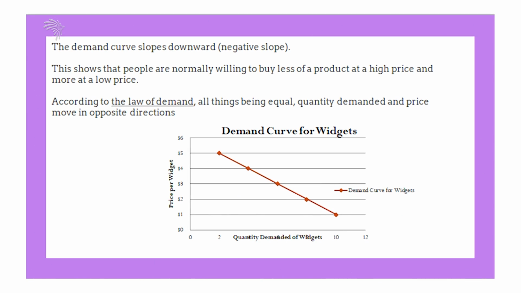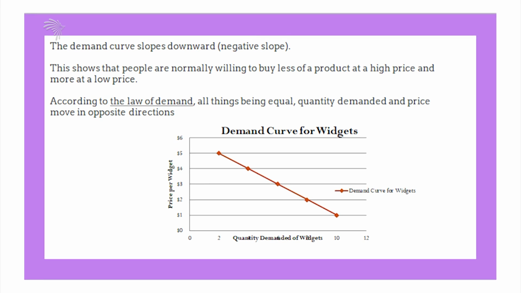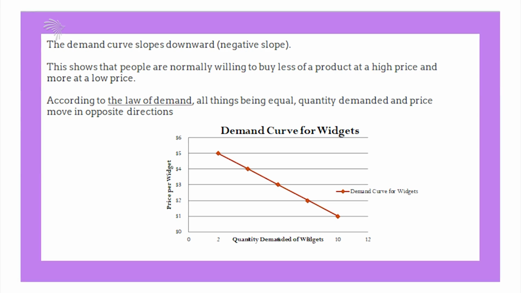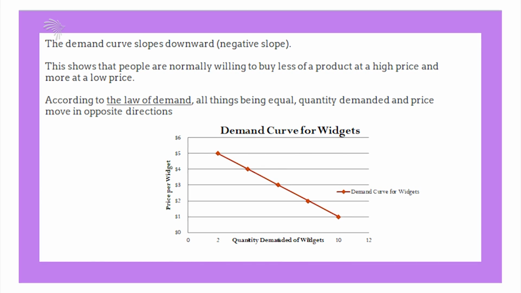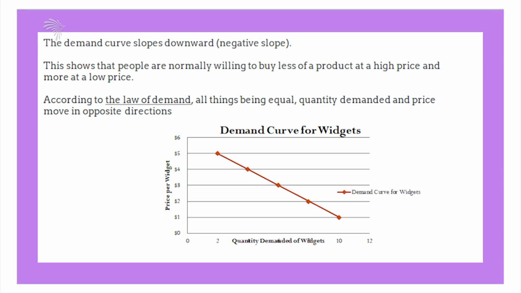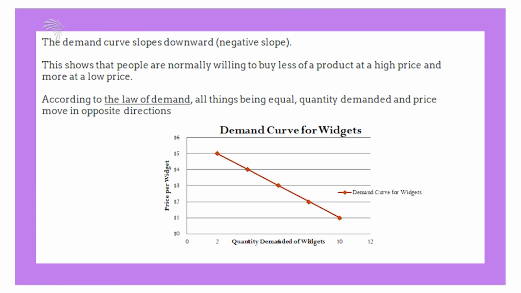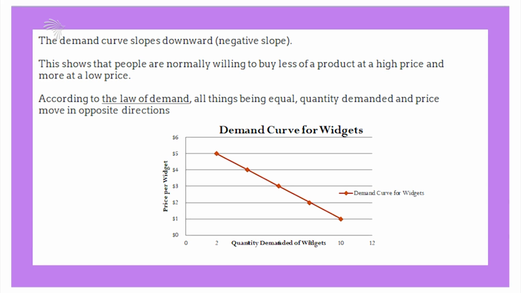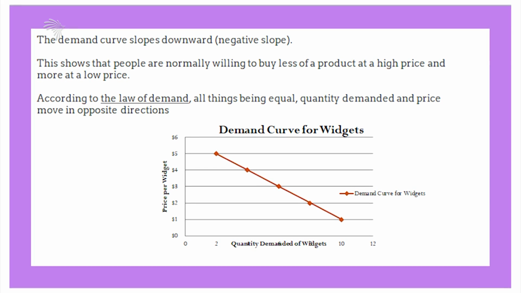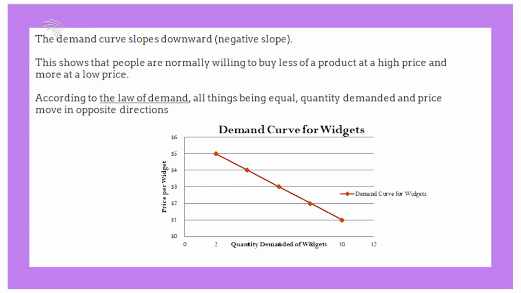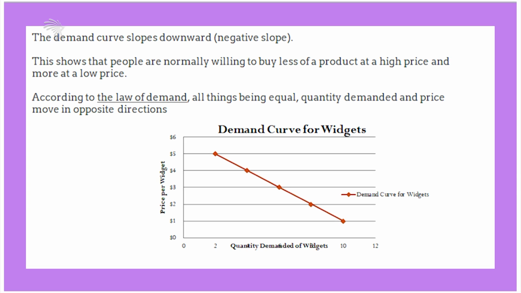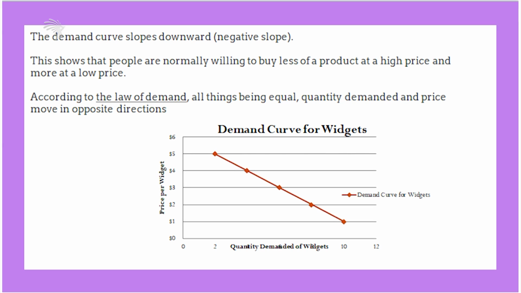And also the demand curve is downward sloping, or has a negative slope, because people are normally willing to buy less of a product at a higher price and more at a lower price. So according to the law of demand, all things being equal, quantity demanded and price move in opposite directions. In other words, we have an inverse relationship between quantity demanded and price. And here you can see the demand curve, which is a downward sloping curve, and it has a negative relationship between price and quantity demanded.